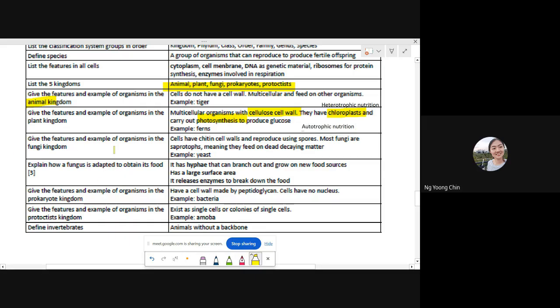Fungi have a chitin cell wall. They are able to perform either sexual or asexual reproduction by using spores. Their spores are on the underside of their cap. They perform saprotrophic nutrition, because they feed on decaying material. So they are called saprophytic.